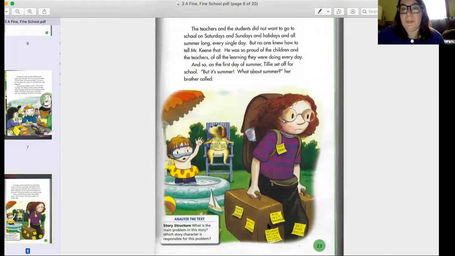The teachers and the students did not want to go to school on Saturdays and Sundays and holidays and all summer long, every single day. But no one knew how to tell Mr. Keen that. He was so proud of the children and the teachers, of all the learning they were doing every day. And so on the first day of summer, Tilly set off for school. "But it's summer! What about summer?" her brother called.